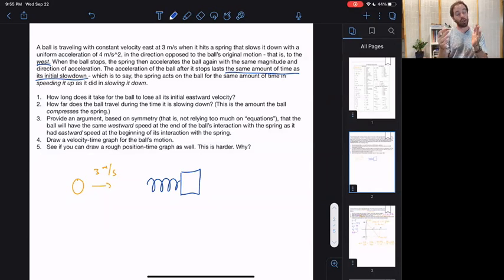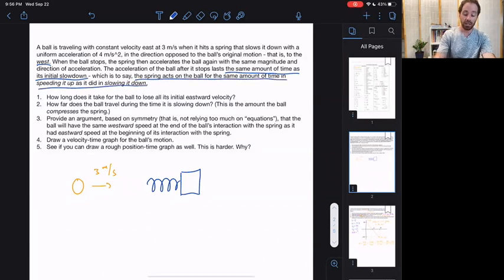So as long as the amount of time in which the ball is compressing the spring and being, this isn't really a physics type word, decelerated or accelerated in the westward direction, it is also being sped up, or recelerated. I don't know if that's a word at all, but sped back up so that it now is traveling west. The spring acts on the ball for the same amount of time in speeding it up as it did in slowing it down. How long does it take for the ball to lose all its initial eastward velocity?